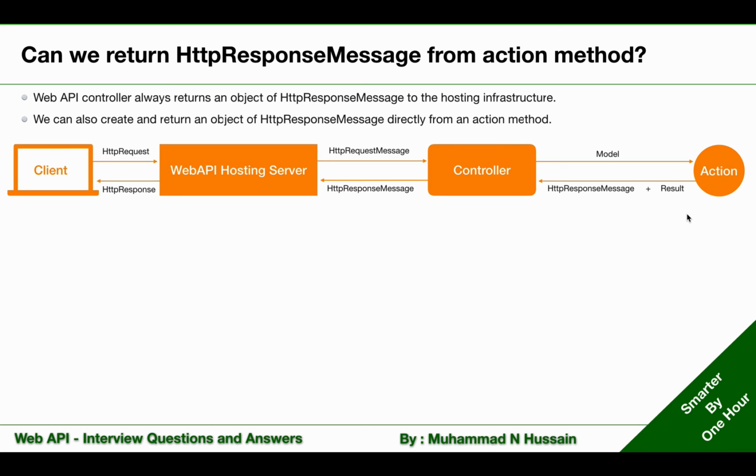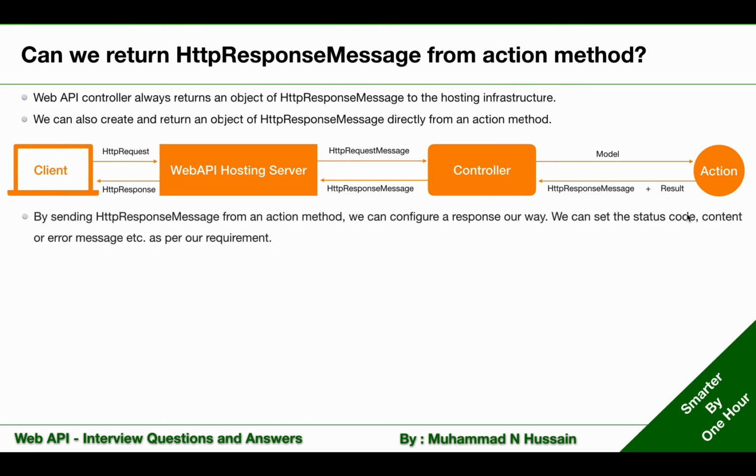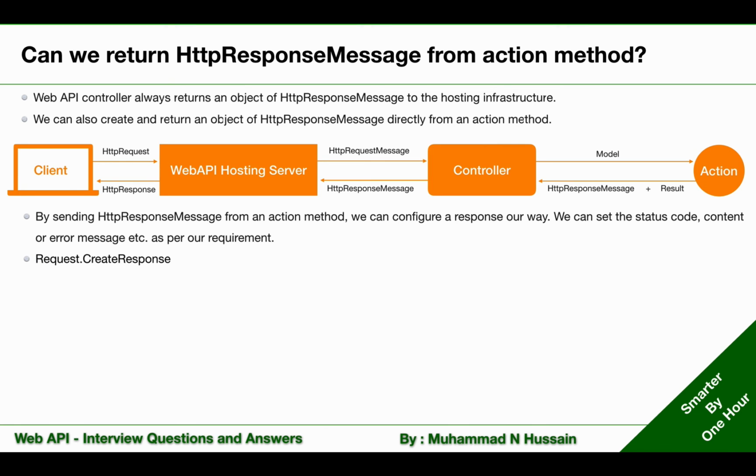The answer is, by sending an HTTP response message from an action method, we can configure a response our way. We can set the status code, content, or error messages, etc., as per our requirement. We can use request.CreateResponse to create an HTTP response message.